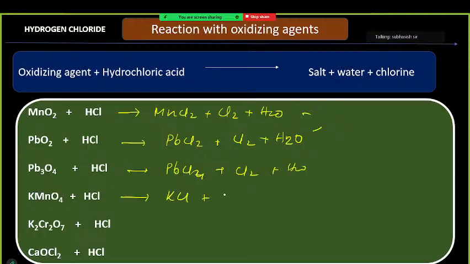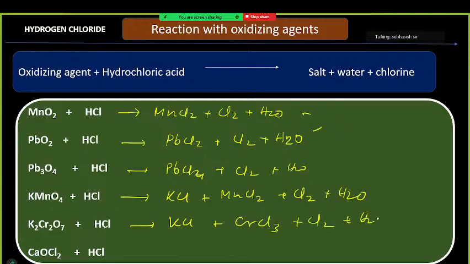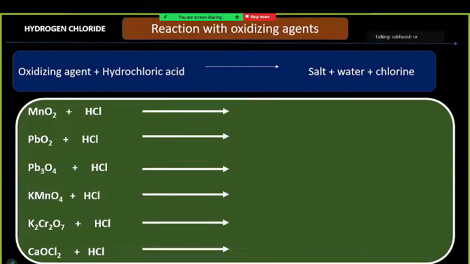KMnO4 gives KCl plus MnCl2 plus chlorine plus water. K2Cr2O7 gives KCl plus CrCl3 plus chlorine plus water. Bleaching powder gives calcium chloride plus chlorine plus water. These reactions are very important reactions of HCl.